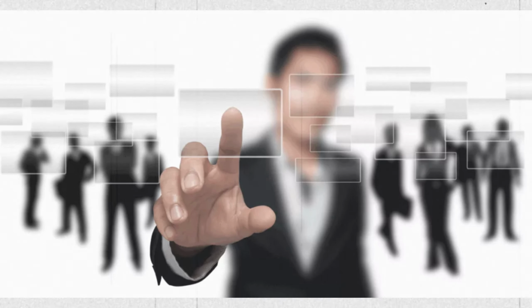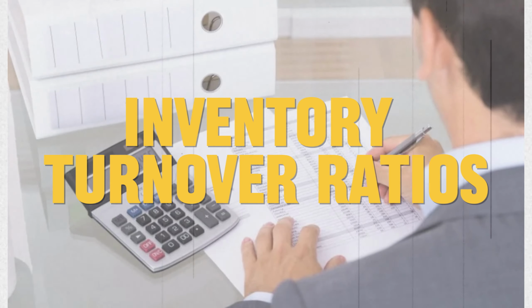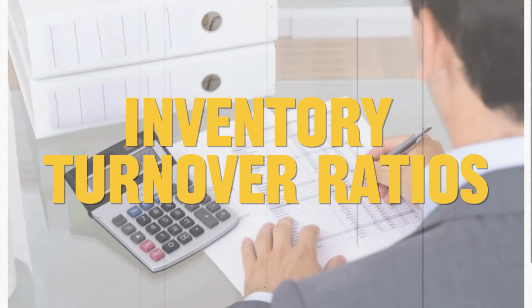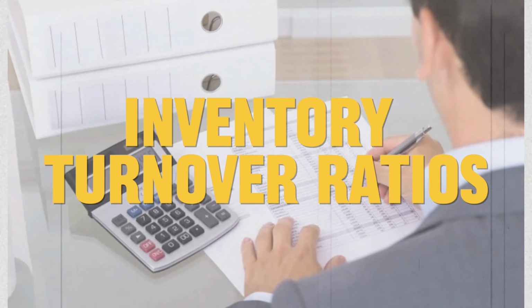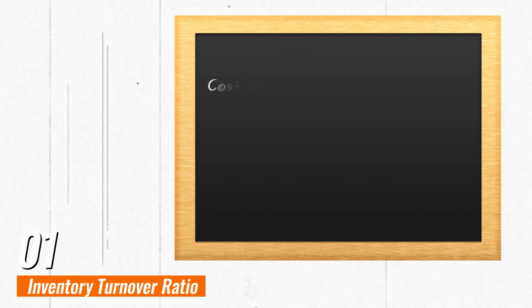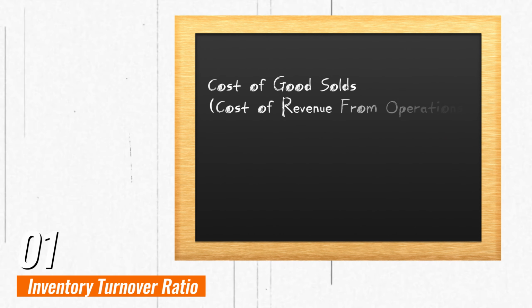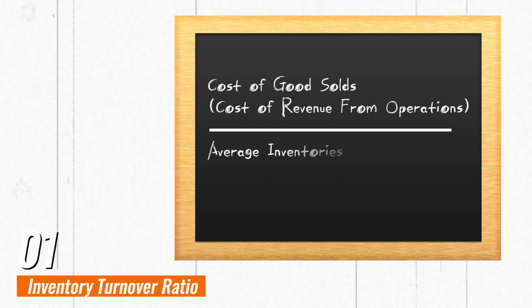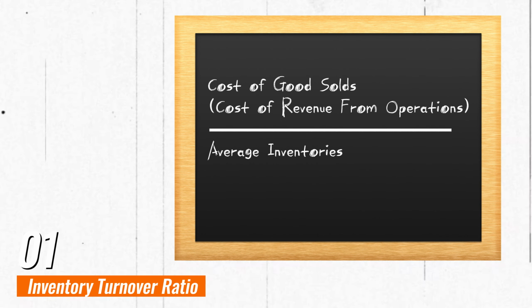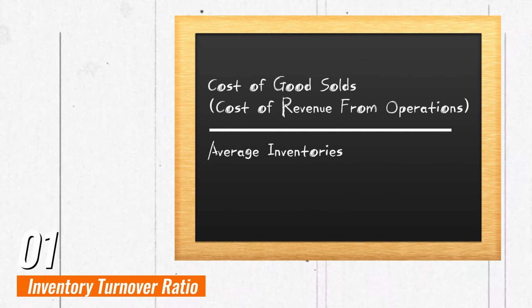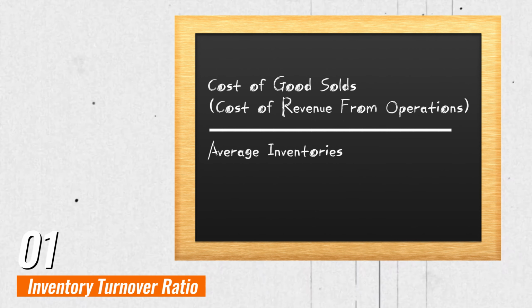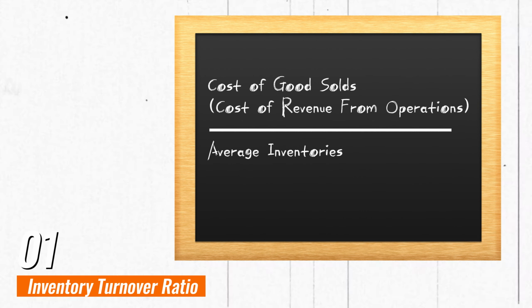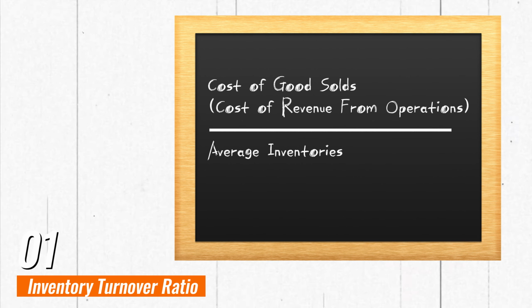Now we are here to find out the inventory turnover ratio. What is the meaning of inventory turnover ratio? Let me just explain the formula, then it will be easy for us to understand the meaning of this ratio and why we are calculating it. The formula for this is cost of goods sold, that is cost of revenue from operations, upon average inventories. I repeat once again: the formula is cost of goods sold, that is cost of revenue from operations, upon the average inventories.